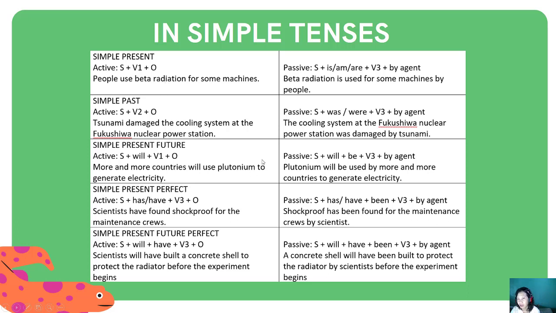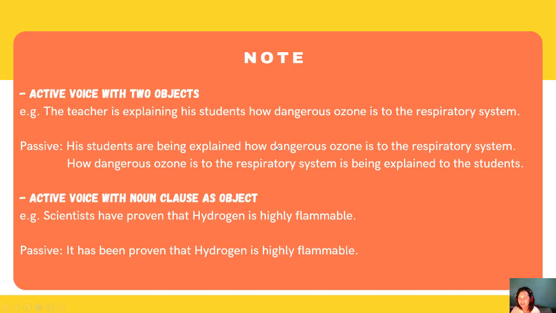Okay, and I want to continue that you should pay attention to this. Active voice with two objects. It is possible that you have active voice with two objects. The teacher is explaining his students how dangerous ozone is to respiratory system. So you have two objects here, his students and how dangerous ozone is to the respiratory system.